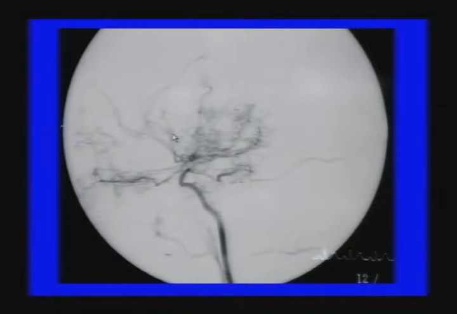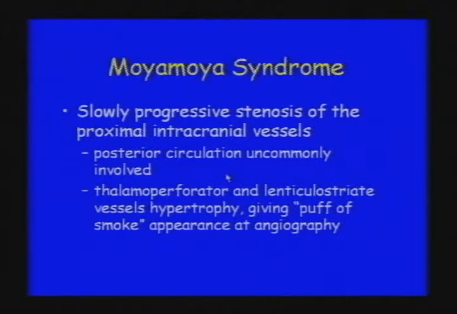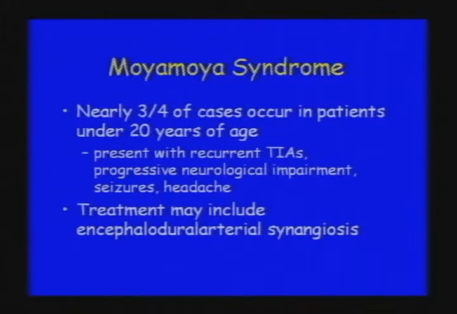We lose our normal anterior and middle cerebral arteries, but instead we have hypertrophy of the thalamoperforators and lenticulostriate vessels, giving us the puff of smoke appearance that's classic for Moyamoya syndrome, which is a progressive stenosis of the proximal intracranial vessels. Uncommonly involves the posterior circulation. Common in Asian patients, has also been seen in things like sickle cell anemia.